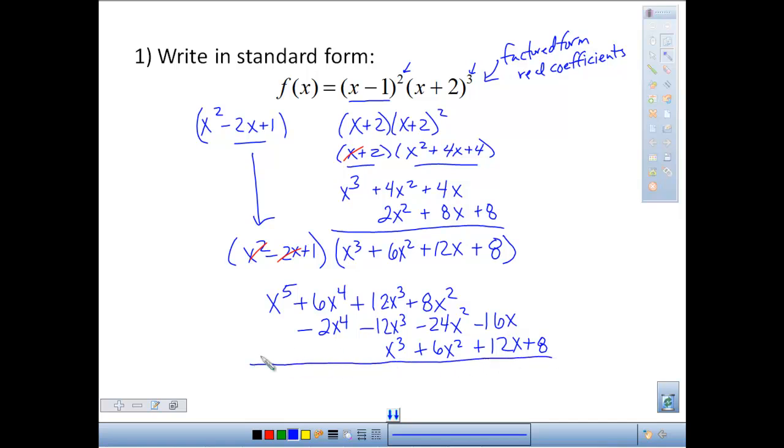because then it's pretty easy to just combine your like terms. So it looks like this is going to be x to the 5th plus 4x to the 4th. Those 12s are going to cancel, so it's going to be plus x cubed. And let's see, we've got 14, so it's going to be negative 10x squared minus 6x plus 8. So this would be my polynomial in standard form.